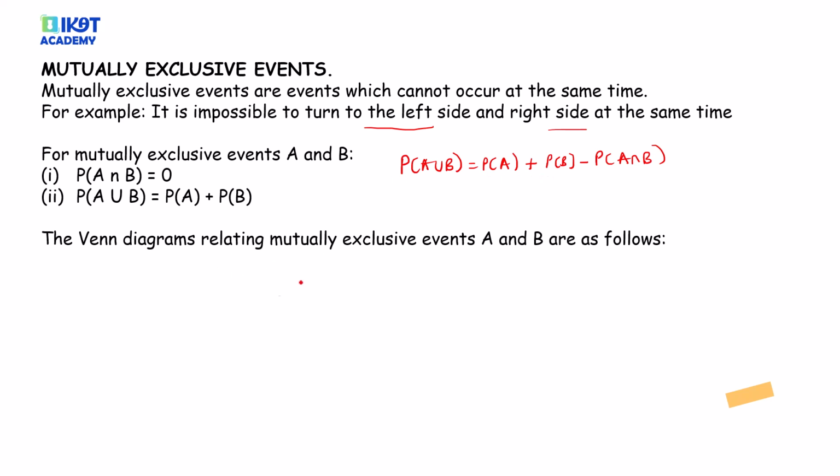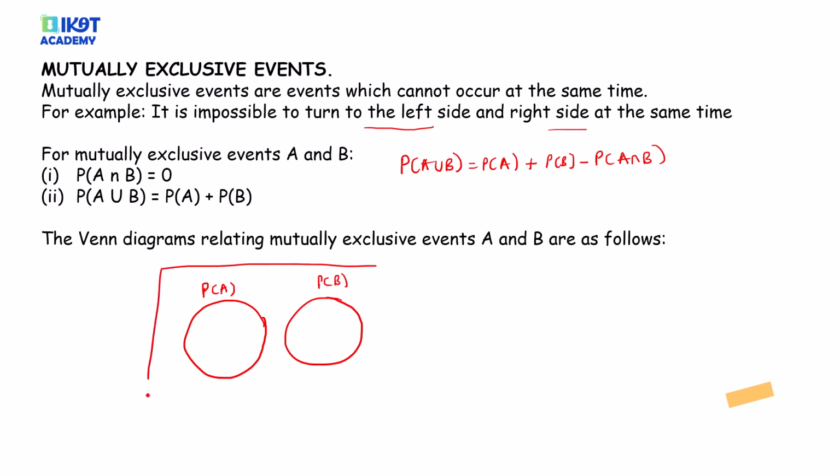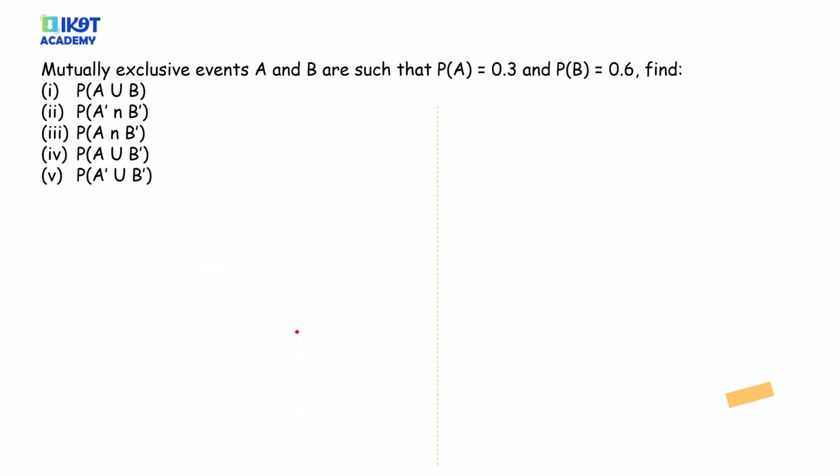Now for Venn diagrams relating to mutually exclusive events, A and B, they are like this: probability of A, probability of B. You see there is no intersection. Now still the probability of A union B complement is still here, and everything still adds to 1. The only difference is there is no intersection.